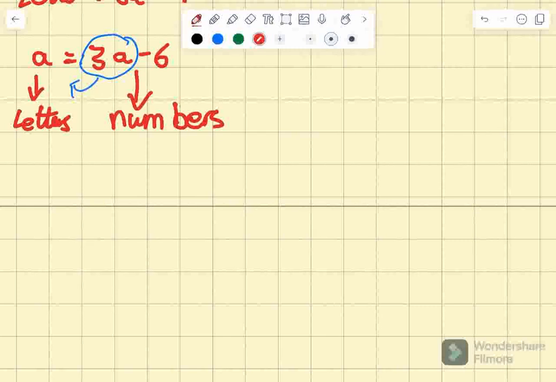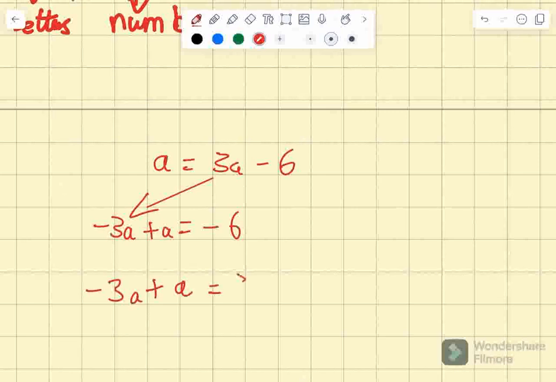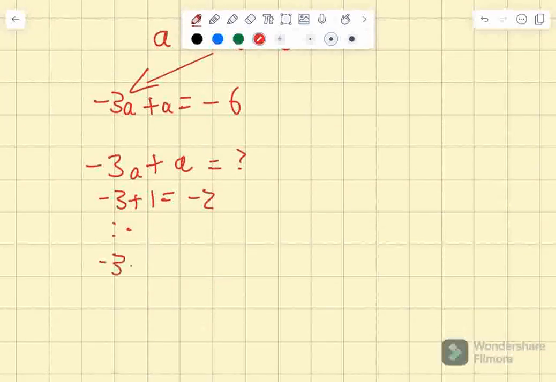We know that we can move it to the other side of the equation, but we have to change the sign. Currently, this term is positive 3a. However, if we want to move it to the other side of the equation, we need to change it to negative 3a. Our equation now becomes negative 3a plus positive a equals minus 6. However, we can simplify the left side by doing minus 3a plus a. Minus 3 of something plus 1 of something is going to equal minus 2 of that thing. So, minus 3a plus a equals minus 2a.